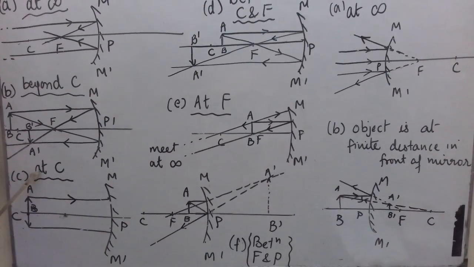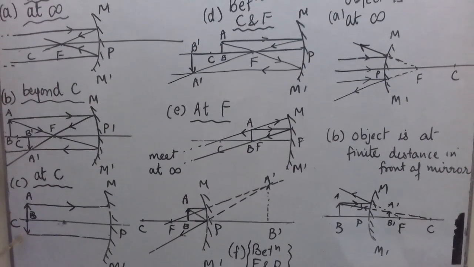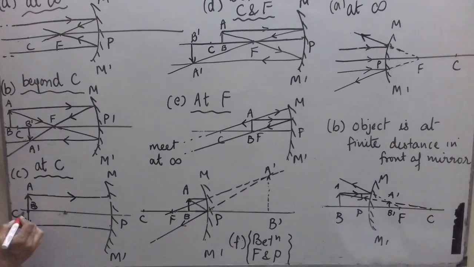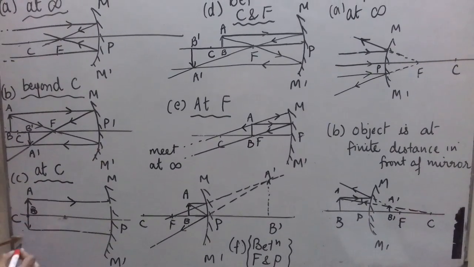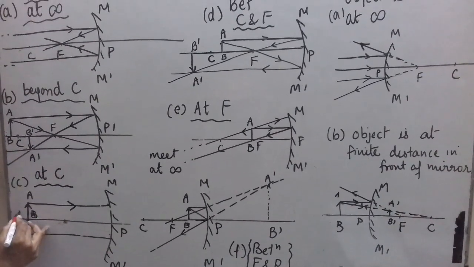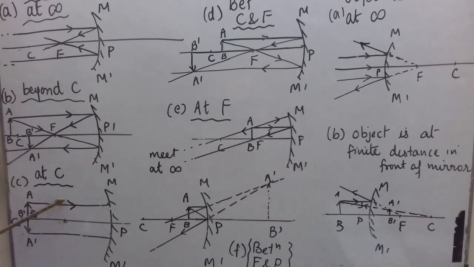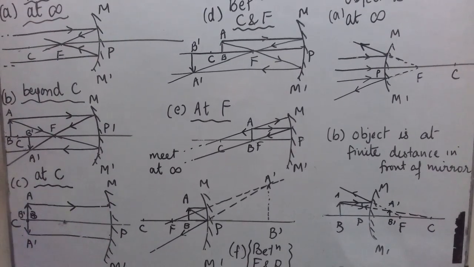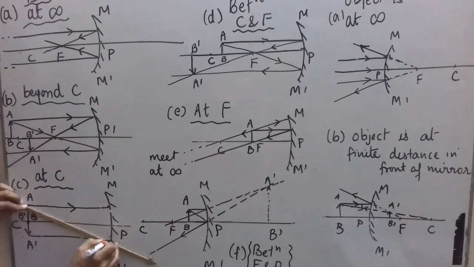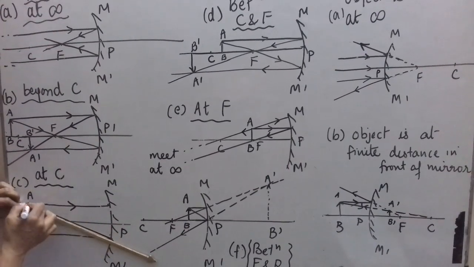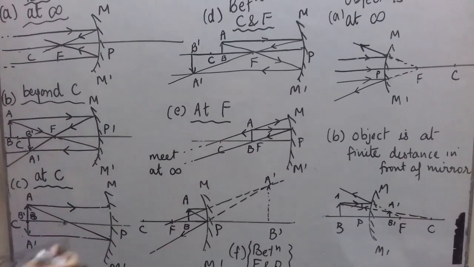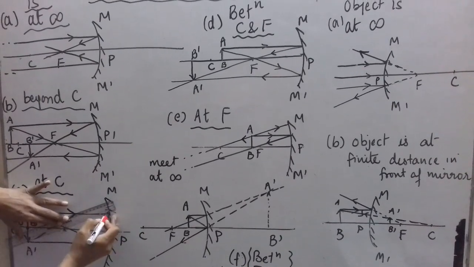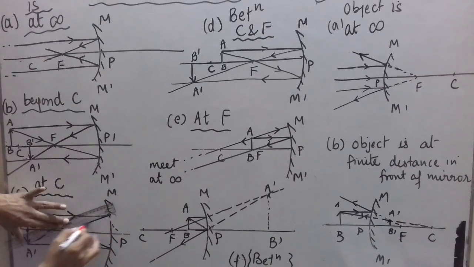Because in this case, when the object is at C, the image should be formed at C only. So what you can do is place the object AB. First draw the image just below AB of the same size and name it A dash B dash. Draw this incident ray, one ray parallel to the principal axis from A dash. Now join these two points, and then join these two points. This and this, this point and this point.